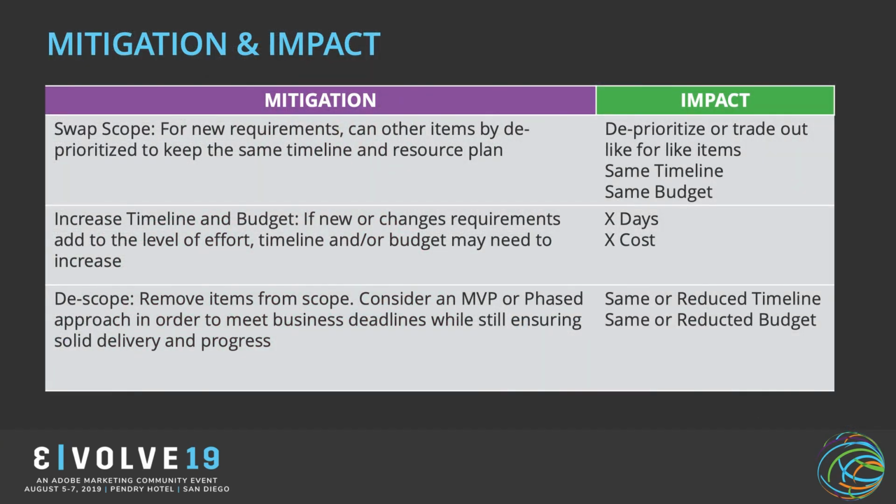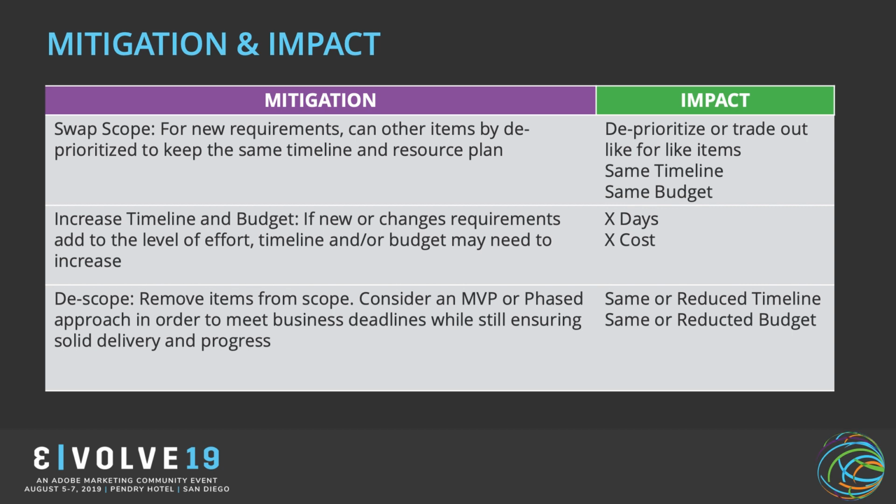Looking at mitigation and impact, the things that we always throw back are the 3 basic things that you can always do when you're looking to mitigate some of those common pitfalls. First thing's easy. You can swap scope. I have a component. I want this new component instead. If the level of effort is pretty similar, then we can just swap like for like. We can deprioritize some items, trade up for similar, keep the same timeline and budget. Business is usually pretty happy with that.